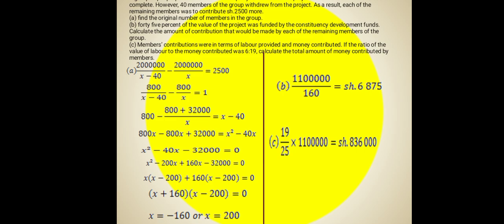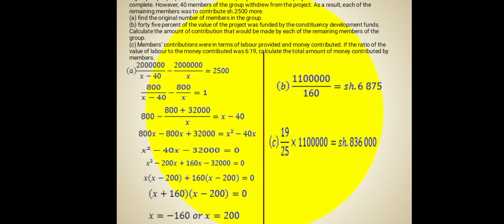Then part C, we are asked, members' contribution were in terms of labor provided and amount of money contributed. If the ratio of the labor to the money contributed was 16 to 19, calculate the amount of money contributed by the members.